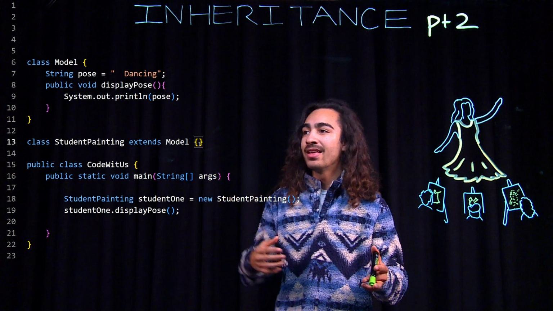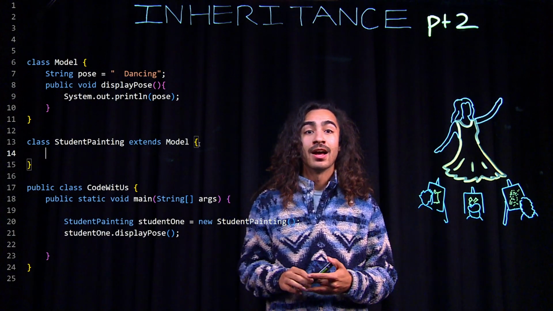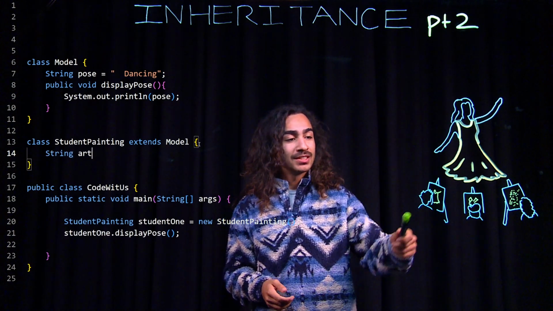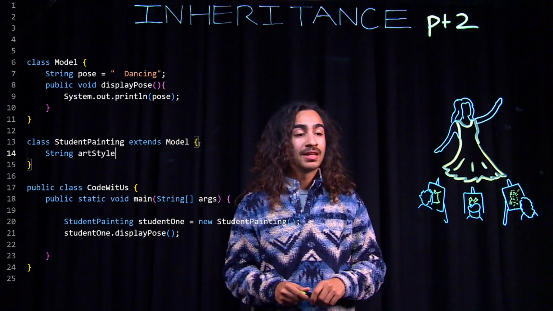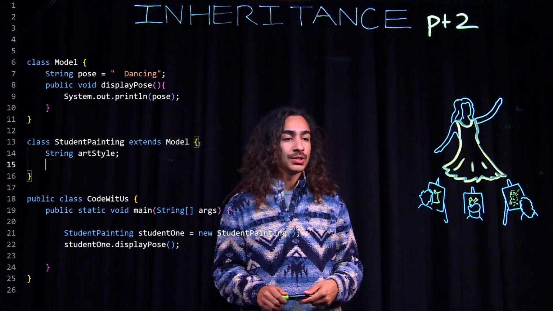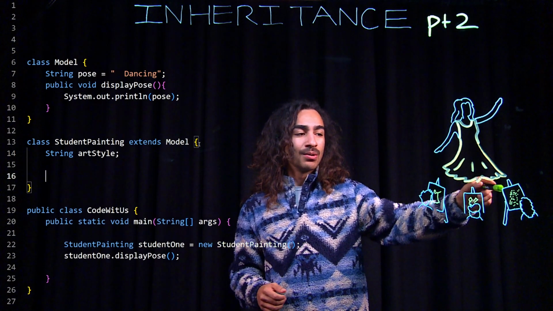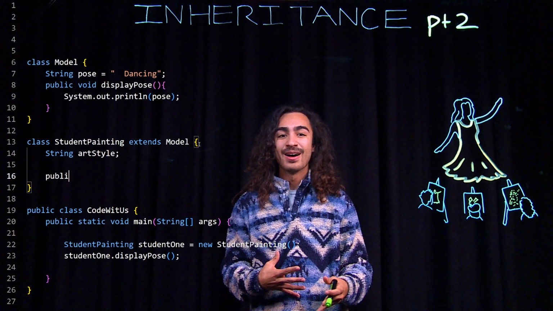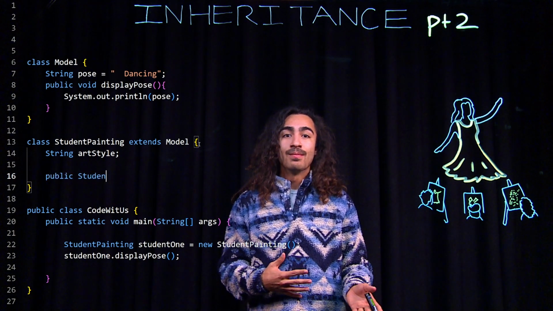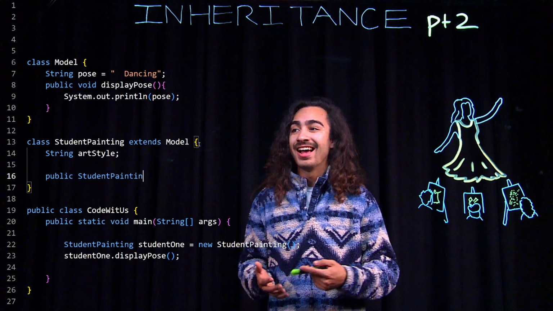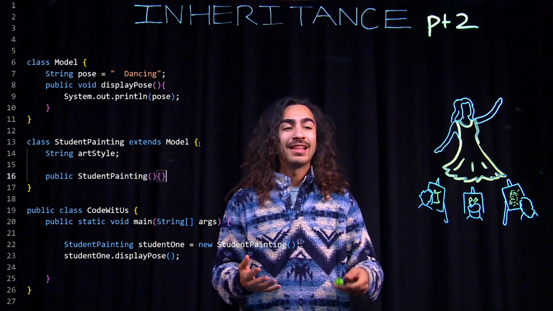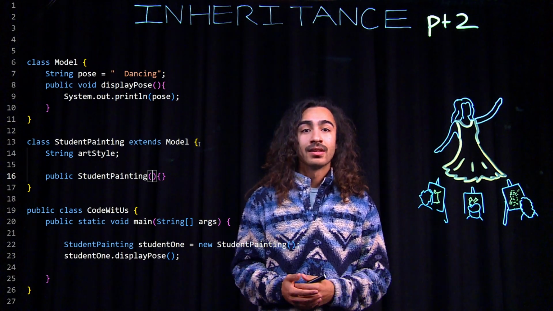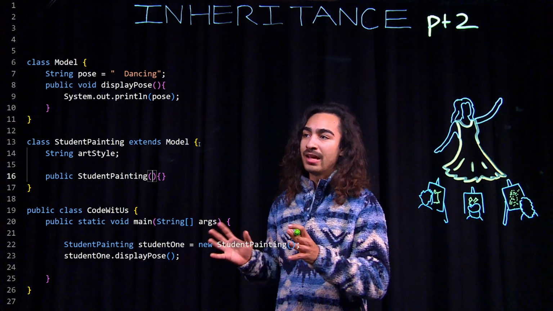So let's start by giving this class its own attribute, and that's going to be representing one of these students. So let's give it an art style. As you can see, these students have their own art style. Some are a little bit more dotted, some are more cartoony, a bit more abstract. So each one's a little different, but they're all inheriting the pose of the model and the color yellow. For now, let's keep it simple.